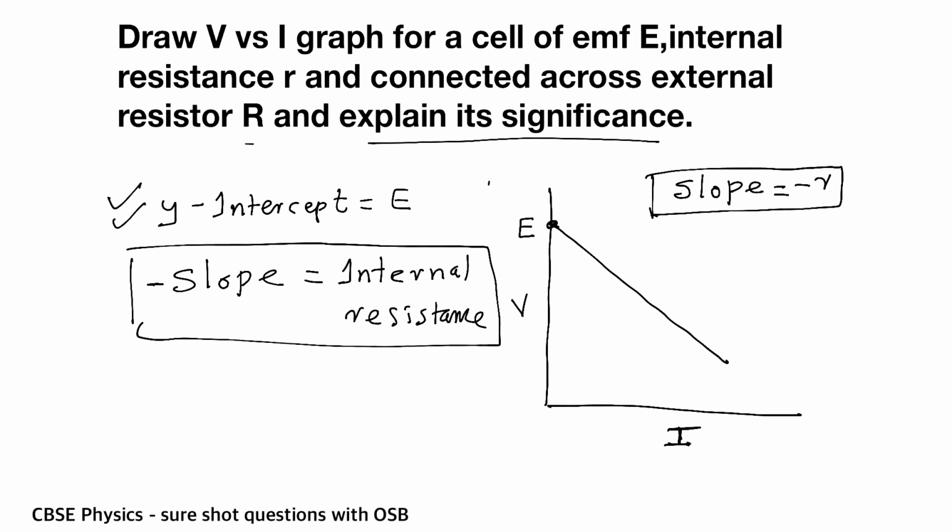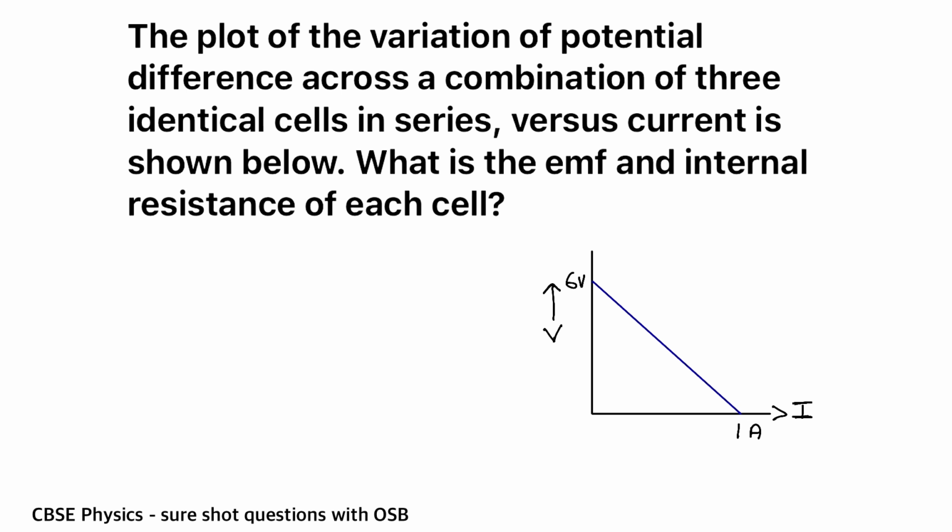When you draw the graph, you can touch this line on the x-axis. Then it will be perfect. The plot of the variation of potential difference across a combination of three identical cells in series versus current is shown below. What is the EMF and internal resistance of each cell? That is the question, right? And they have given the graph of voltage versus current.